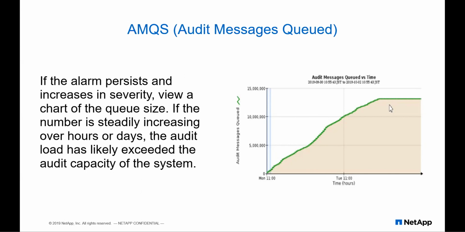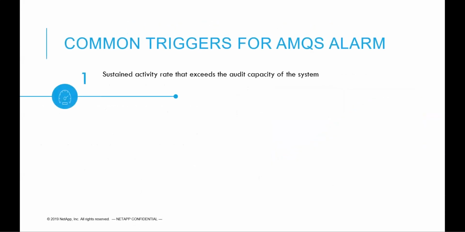This is a scenario that you don't want your grid in. So don't acknowledge that alarm, don't ignore it. Please review it ASAP. You already understand the consequences of doing so. So, common triggers of it: the sustained activity rate could overwhelm the actual availability of space to process it.